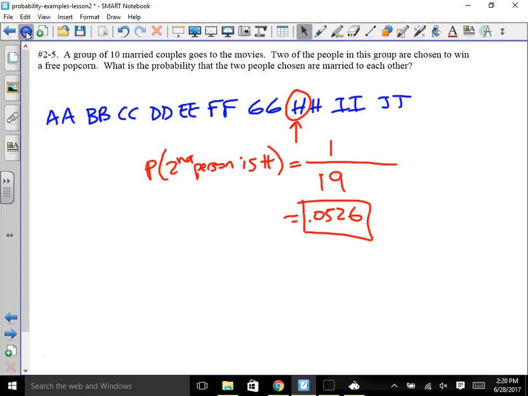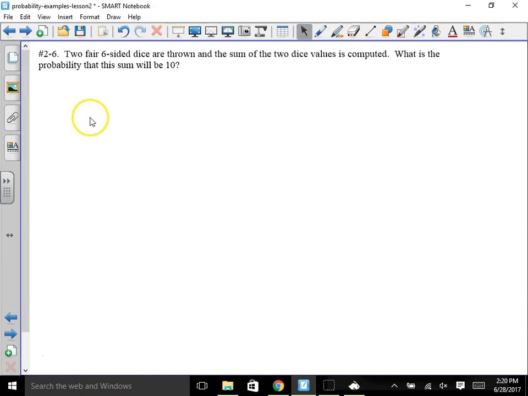Okay, next problem, number 6. It says 2 fair 6-sided dice are thrown, and the sum of the 2 dice values is computed. What is the probability that this sum will be a 10?